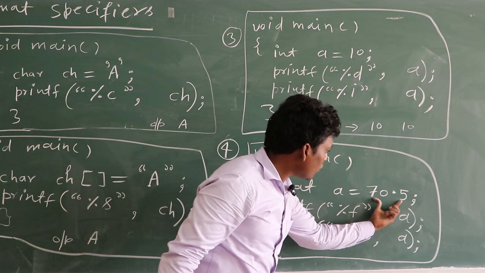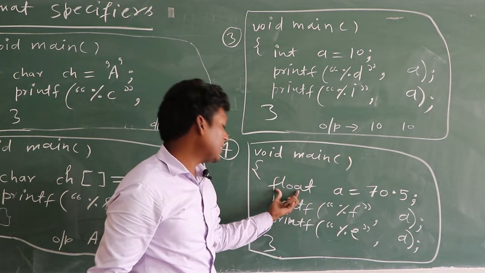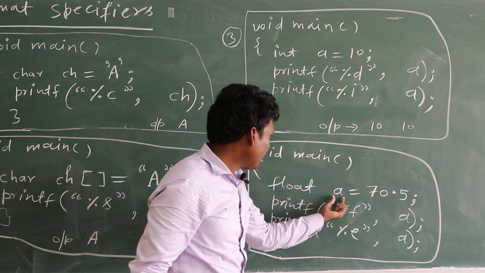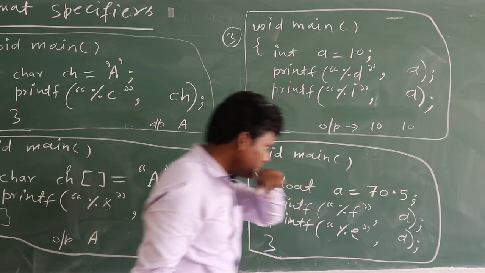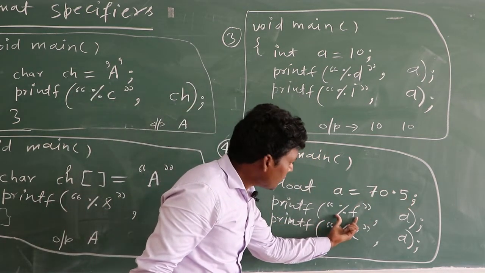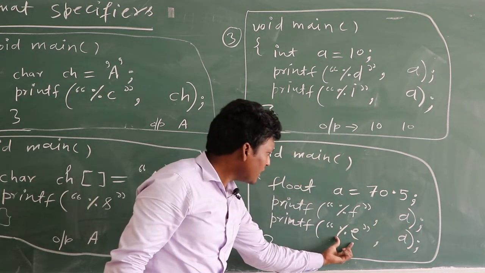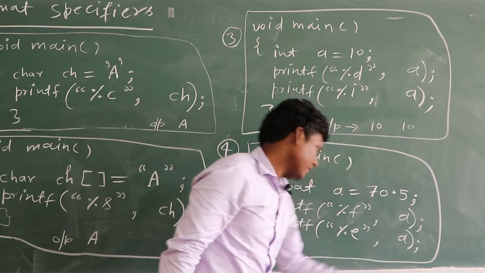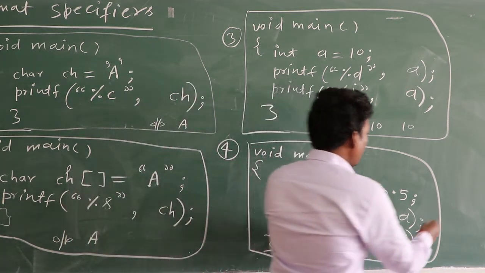This is the real constant, this is the real variable, and this is the real data type, that is float, and variable is a, and real constant is 70.5. So class, here we can see that this %f prints a, this %e prints a. So what will be the output?